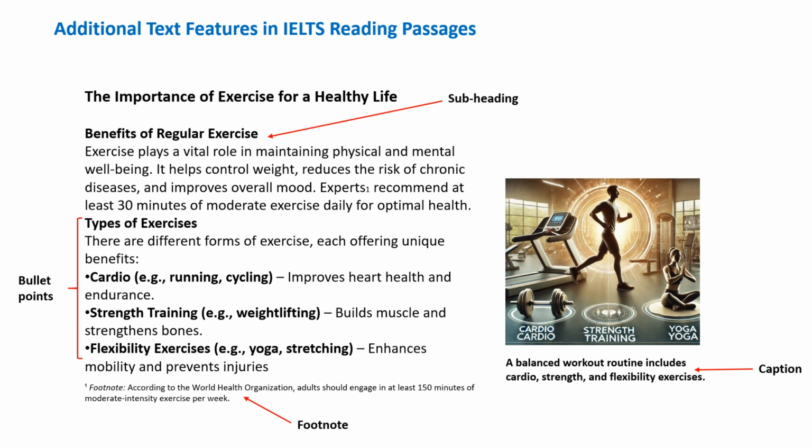Additional text features in IELTS reading passages. In IELTS reading, you may also see other important text features. Number 1, the subheadings, which are found between paragraphs to introduce new sections or ideas. They basically help organize information and improve readability. For example, in a passage about the history of aviation, subheadings might be early flight experiments and the invention of the airplane.